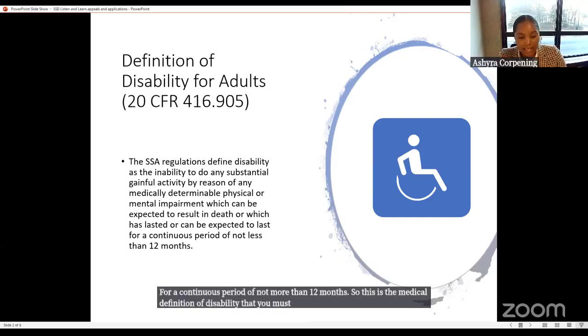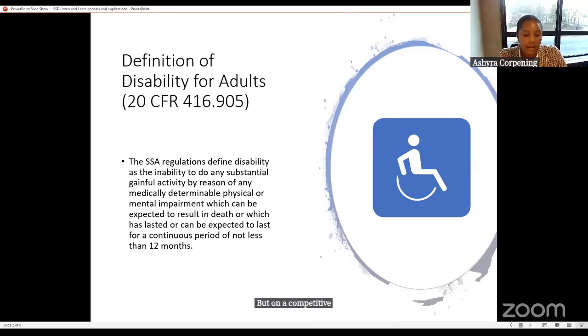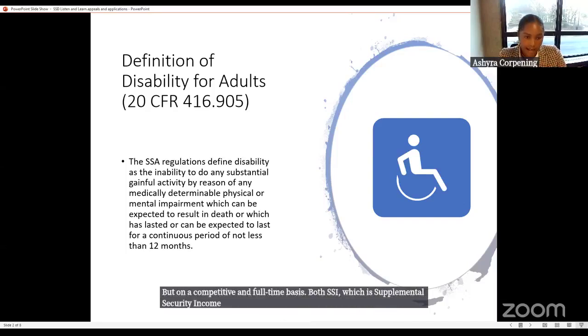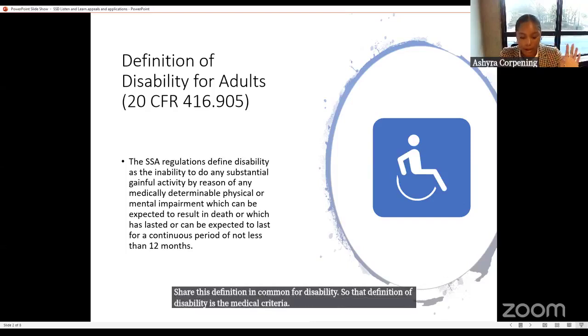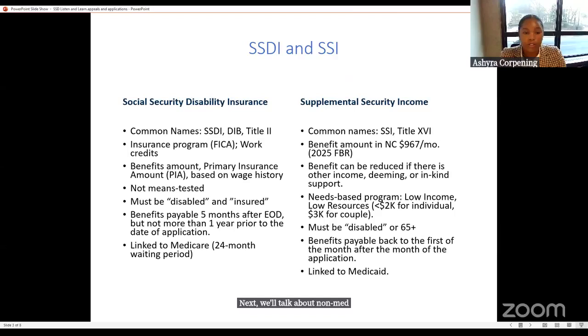More simply, this is saying that you have to have a severe medical condition that prevents you from working on a competitive and full-time basis. Both SSI, which is Supplemental Security Income, and SSDI, Social Security Disability Insurance, share this definition of disability in common. So that definition of disability is the medical criteria. Next, we'll talk about non-medical criteria for each of the programs. It differs for SSDI and SSI.